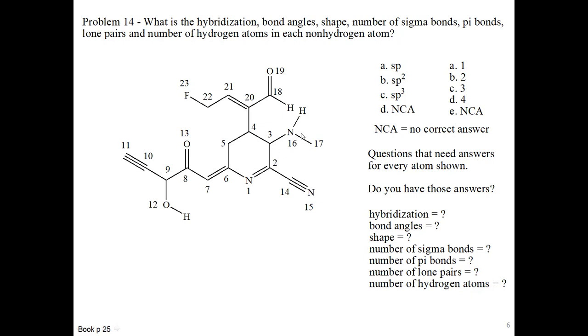If I come up here and look at this nitrogen, what I see are 3 bonds. Okay, so there are no pi bonds. This must be sp3 hybridized. There's a missing lone pair that could be put in next to the nitrogen. This nitrogen has 1 hydrogen, which we actually do show.